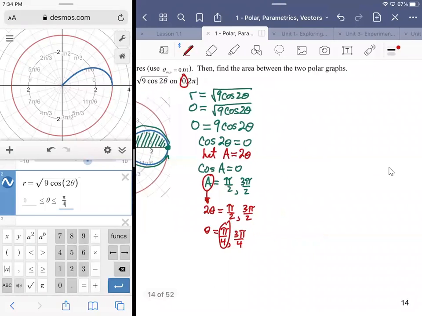So I'm going to put 0 to pi over 4, 1/2 r squared d theta, with the r being the root of 9 cosine 2 theta. And then I know that I'm going to have to take that value and multiply it by 4.